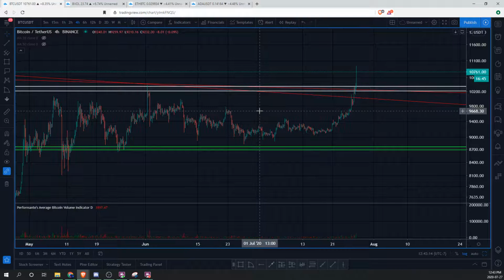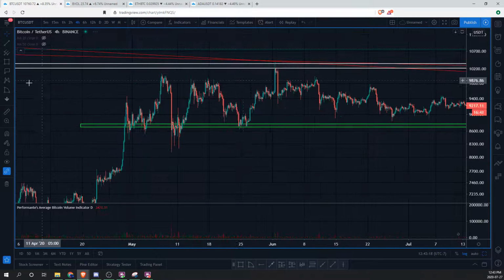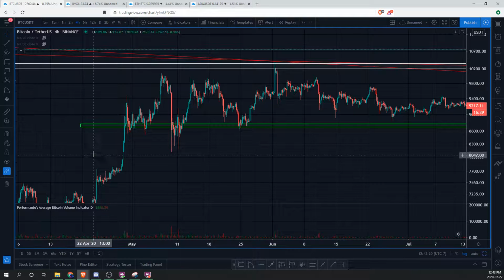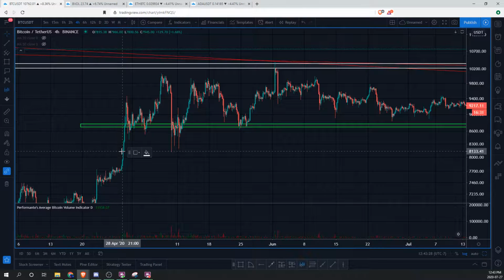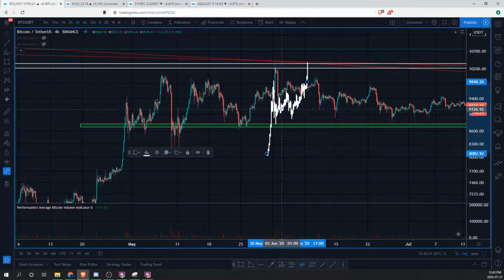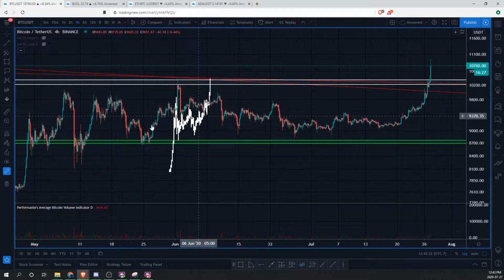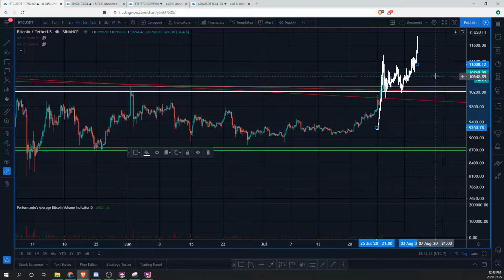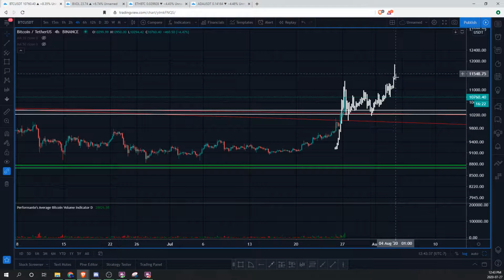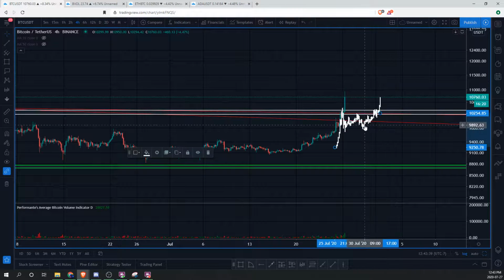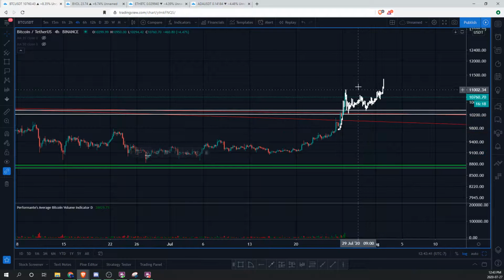What you'd be looking for, if you're looking for continuation, is possibly something like this. So let's get this. That did not click. It's not really clicking. I'm not sure why. Let's please work. Awesome. So you're looking for something like this, right? You got a very aggressive move to the upside, but you're looking for continuation. You're looking for consolidation, something like that, right?